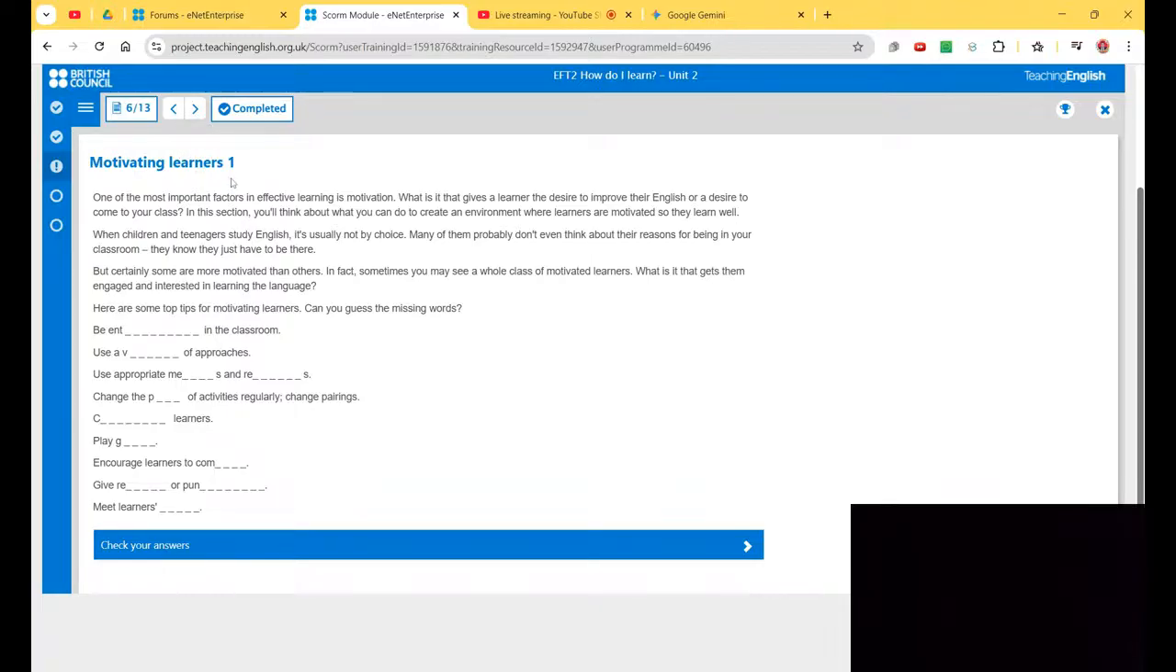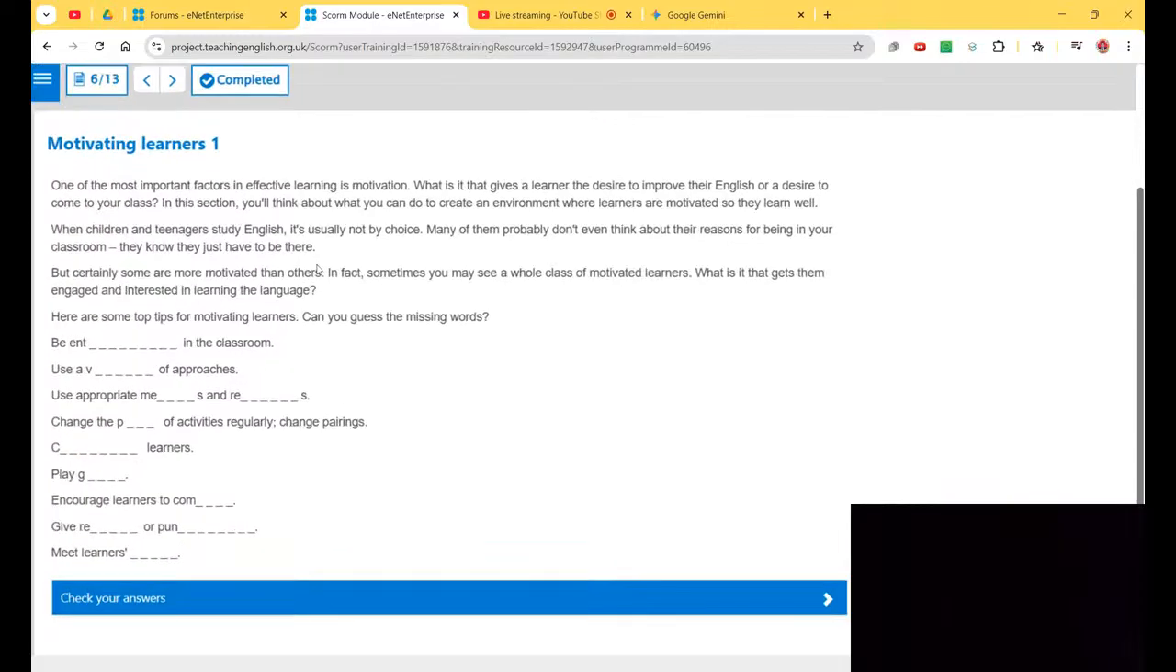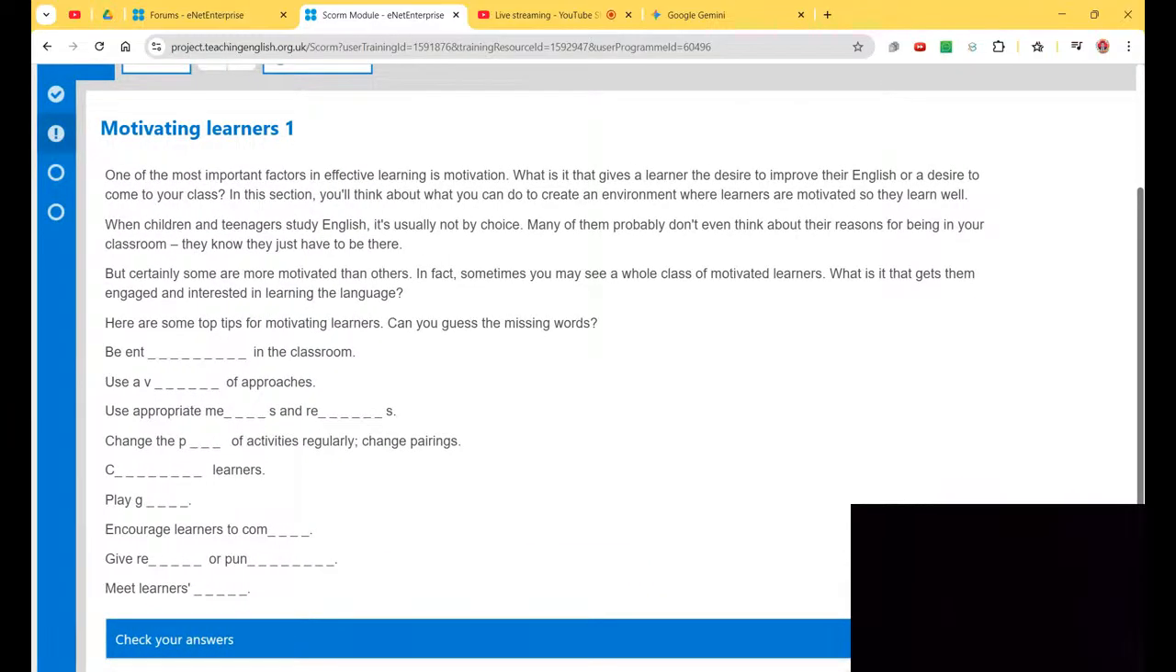Motivating learners one. One of the most important factors in effective learning is motivation. What is it that gives a learner the desire to improve their English or the desire to come to your class? Think about what you can do to create an environment where learners are motivated so they learn well.